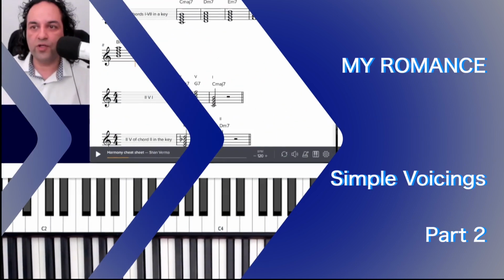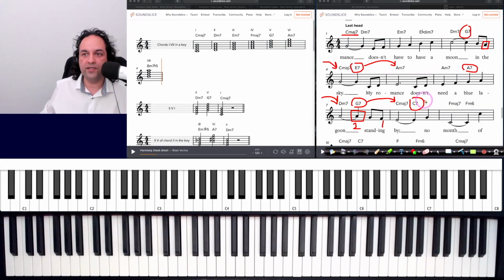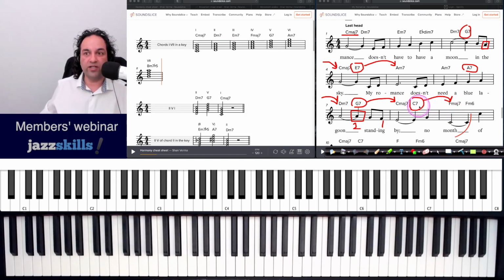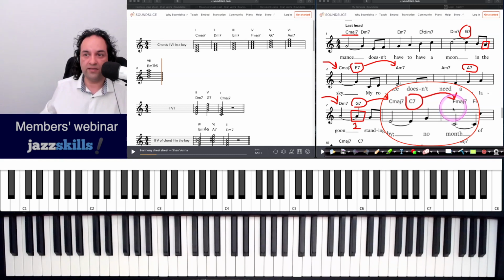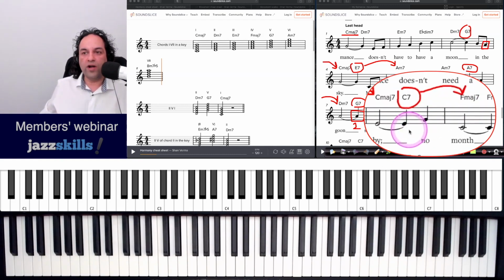Okay, next dominant, we've got a C7. Is it going down a fifth? Yes, it's going down to F major. We want it going down a fifth to major or minor. Yes, it is. What else can we say about it?